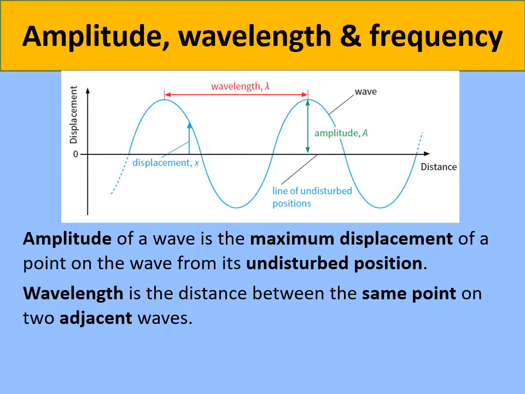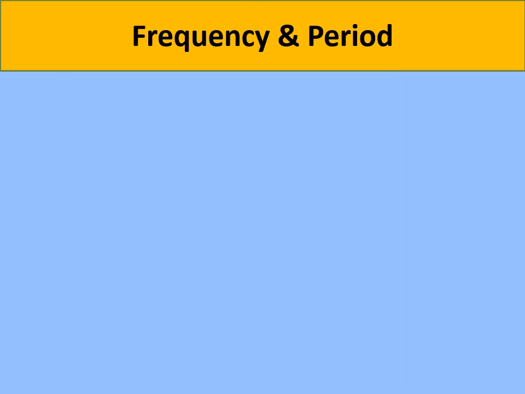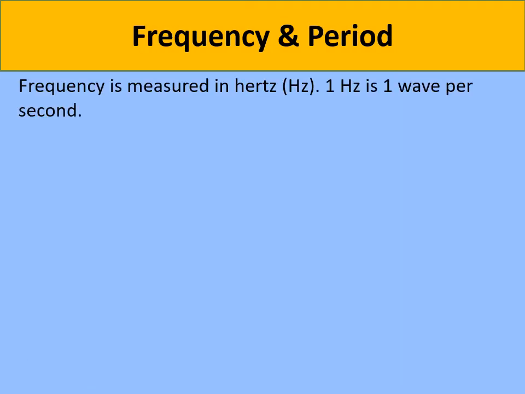And finally the other property that we need to know about is frequency, and frequency is just the number of complete waves passing a certain point every second. Now frequency is measured in a unit called hertz. And 1 hertz is basically 1 wave per second. So if we said 5 hertz, that would be 5 waves per second, would be the frequency of that wave.